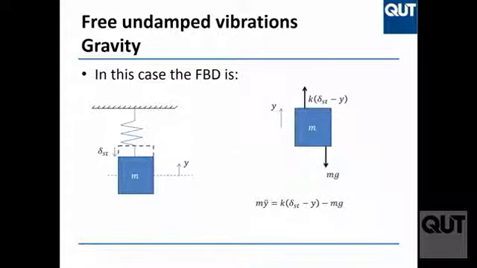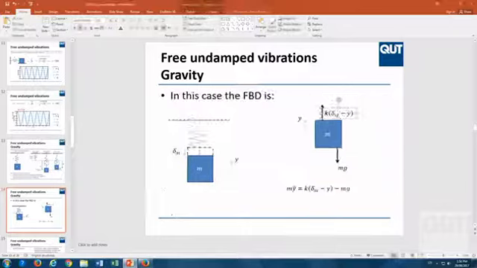So in this case, if you do the FBD, you obtain this free body diagram. The force now, since this spring is elongated by delta static and shortened by y, goes like this, and it's k times (delta static minus y). And mg is going down. So you obtain this equation: m y double dot equals k (delta static minus y) minus mg. This force of the spring is k delta L, right?